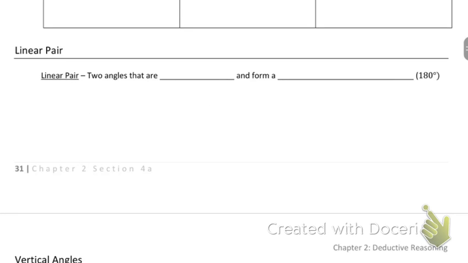All right, a linear pair is two angles that are two things. They are adjacent. And I changed the wording on this a bit, so get rid of that A, because it doesn't make sense there. I changed the words. And form supplementary angles.